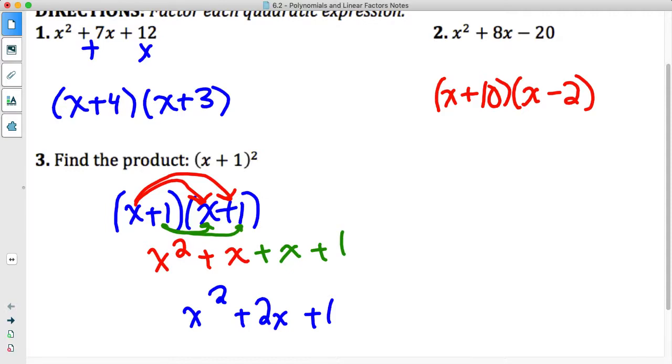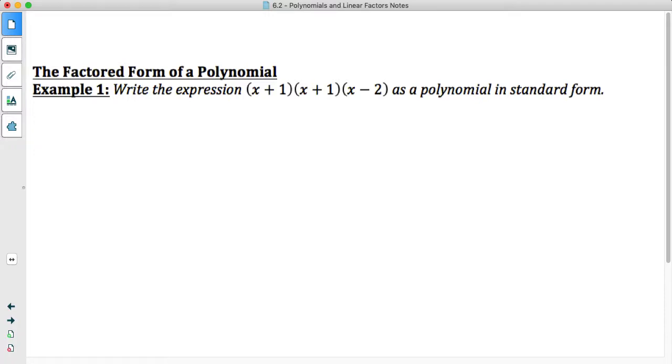All right, next. No notes or anything like that. We're just going to jump into our examples here. So we want to write this expression, x plus 1, x minus 2 being multiplied together. We want to write that in standard form. So we talked about standard form in the 6-1 notes. That just means we're going from highest power to lowest power. So what we're going to do here is take all this, multiply it out, and then write it in highest to lowest power.